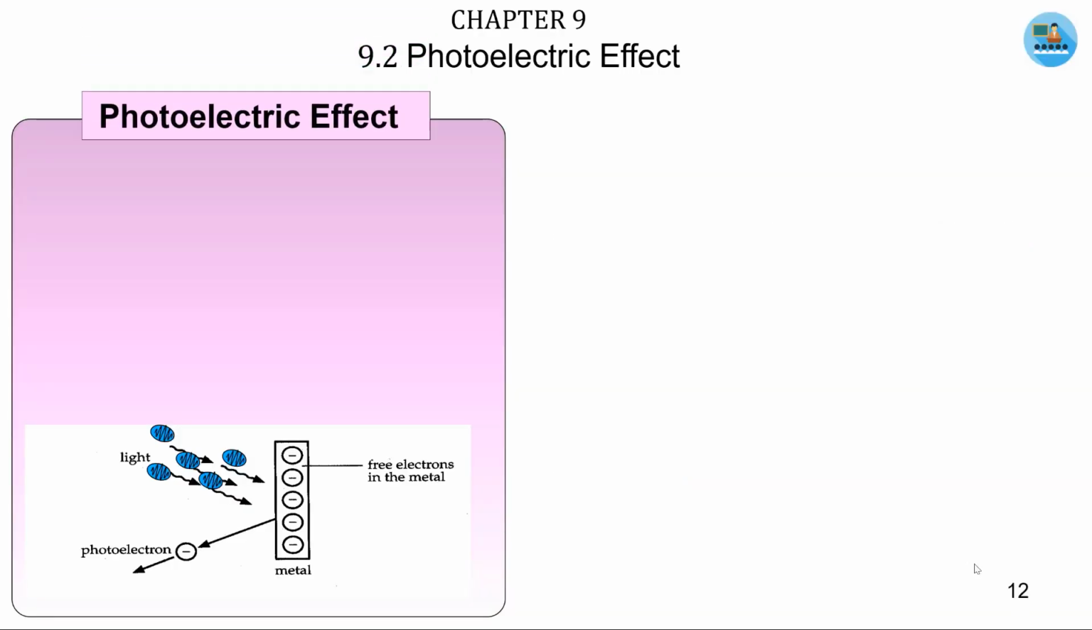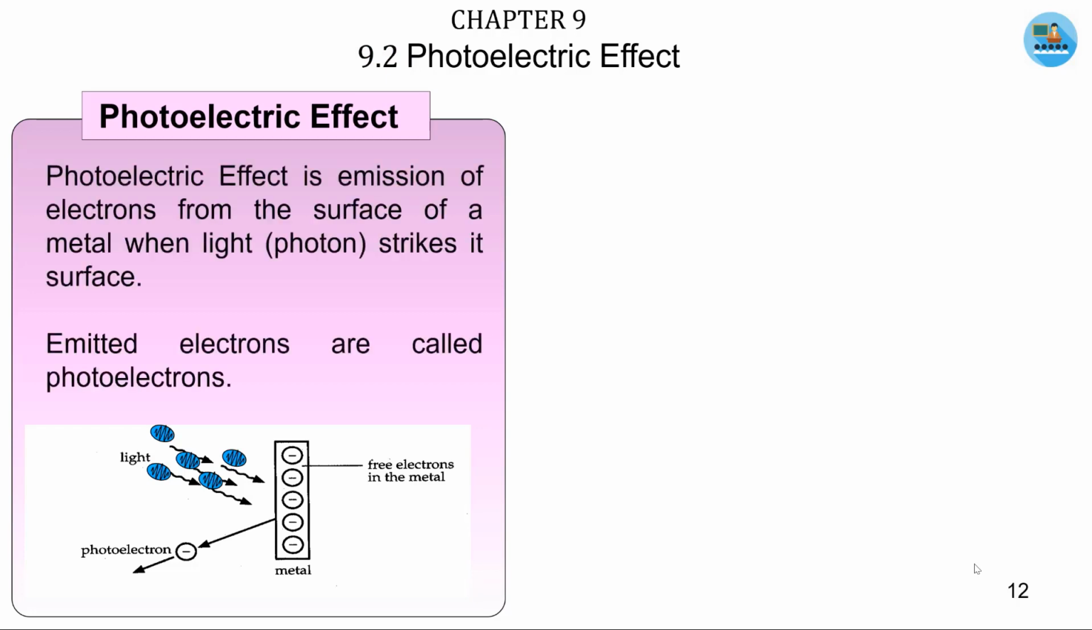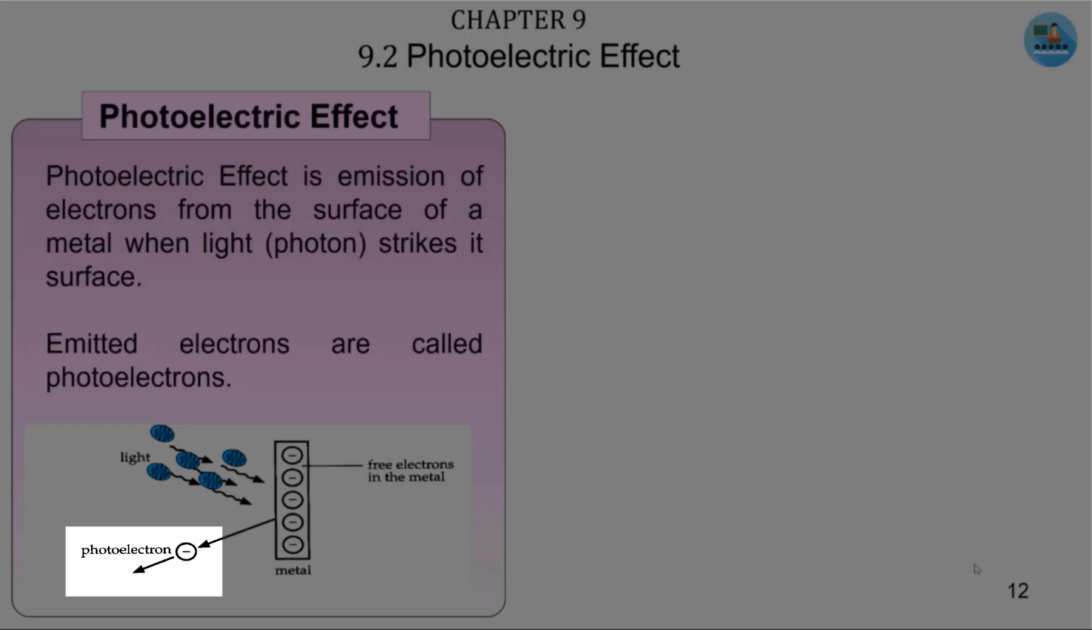So what is the photoelectric effect? The photoelectric effect is the emission of electrons from the surface of a metal when light, in this case photons, strikes its surface. Emitted electrons are called photoelectrons.